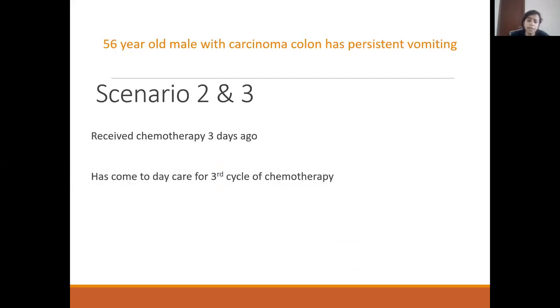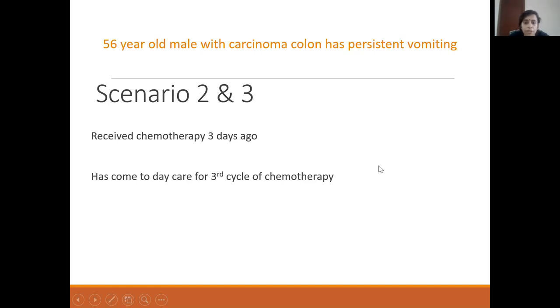So again, this male with carcinoma colon received chemotherapy 3 days ago, and has come to daycare for the third cycle of chemotherapy. So he already had chemotherapy, has come again for chemotherapy, and just came for chemotherapy, and he is vomiting. So what can be the reason? I've mentioned it several times during the session. Why is this person vomiting? He had chemotherapy, now he has come for chemotherapy and is telling you that he has nausea and vomiting. I just came for chemotherapy. So what can be the reason?